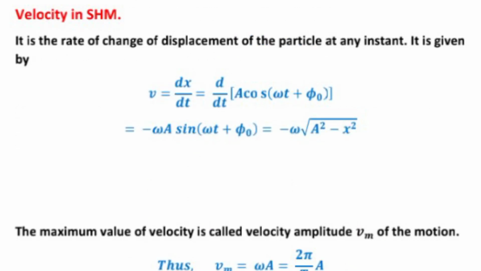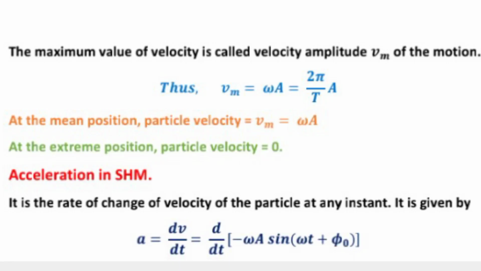Now the velocity in simple harmonic motion. It is the rate of change of displacement of the particle at any instant, and it is given by v equal to dx upon dt, and it can be written as minus omega a sin(omega t plus phi 0), or it can be written as minus omega under root a square minus x square. The maximum value of the velocity is called the velocity amplitude Vm, and thus Vm equal to omega a, and this will be equal to 2 pi upon T into a.